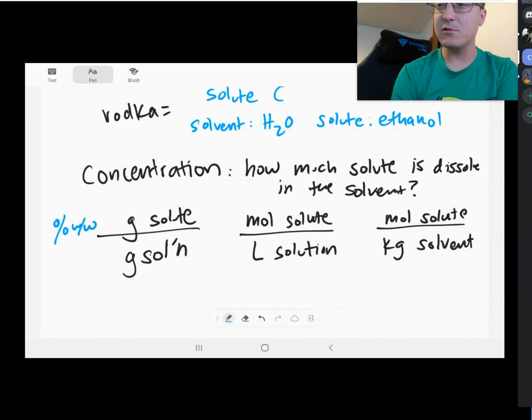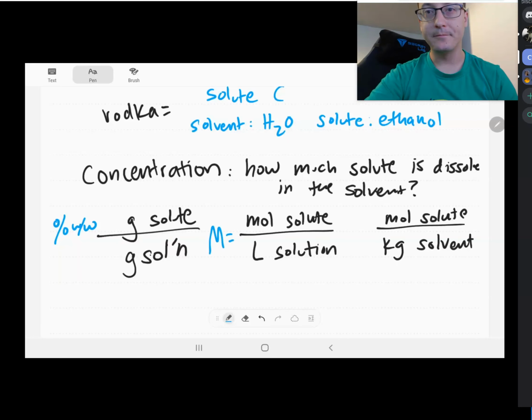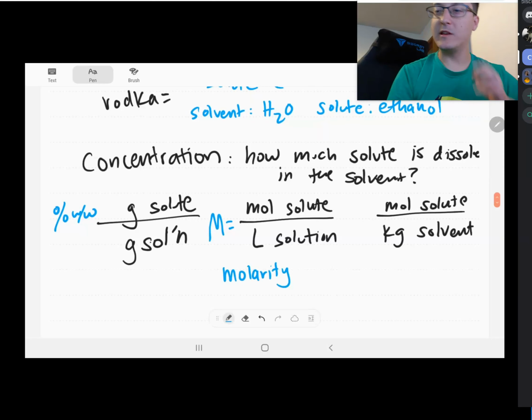All right, in chemistry, the biggest one that we use is this middle one. And we often abbreviate this one with a big M, which we call molarity. Okay, which is the moles of solute per liter of solution. This is the most common by far unit in chemistry.